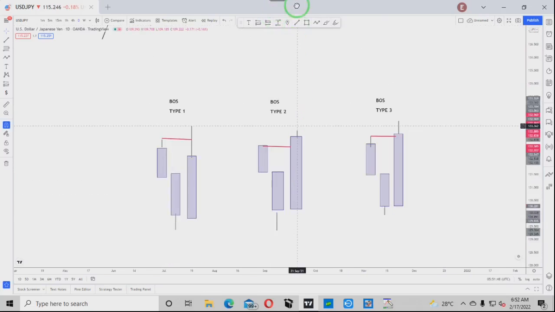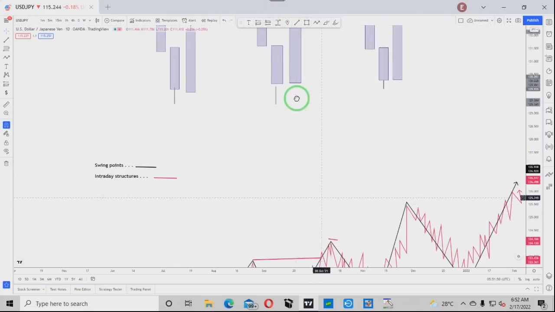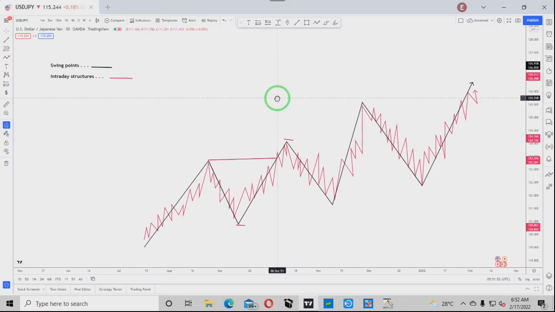That is going to be a very important concept for you to pay attention to. Take a look. Now, this black line, as you can see here, is a swing point. It's a higher time frame swing point. This black line, can you see?